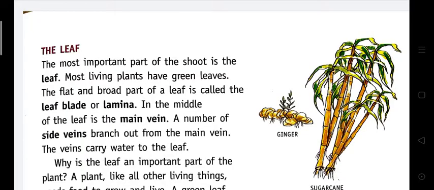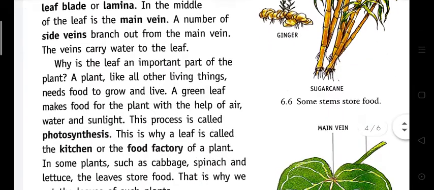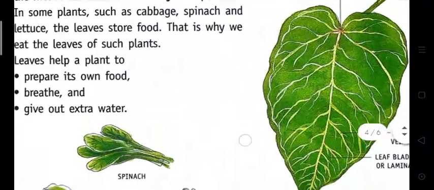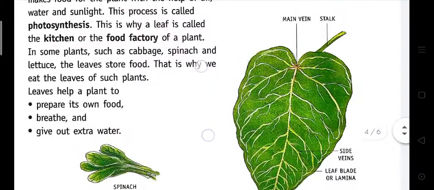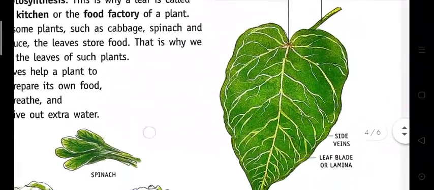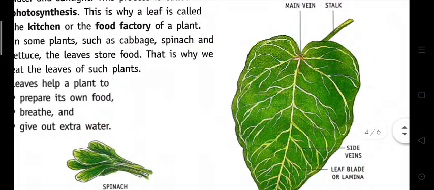Now we come to the leaf. It is the most important part of the plant, and the flat and broad part of a leaf is called the leaf blade or lamina. This is called lamina.